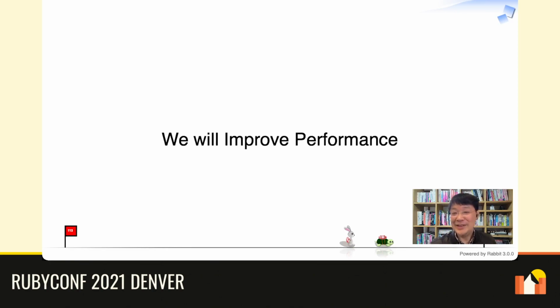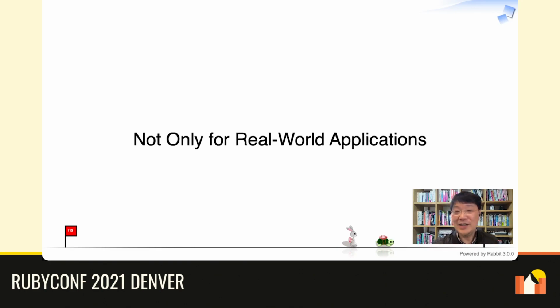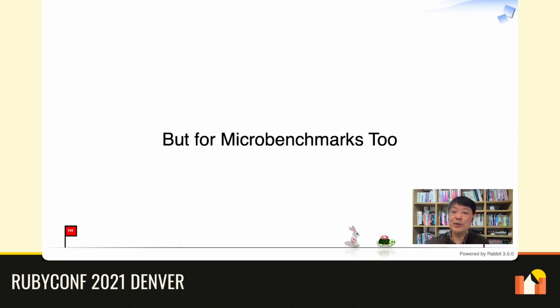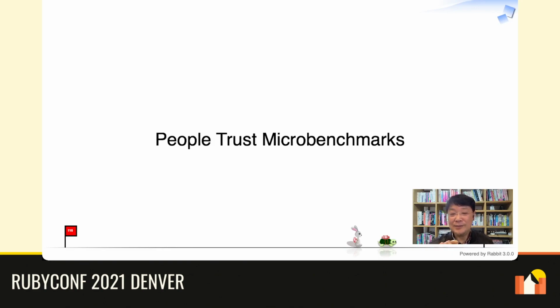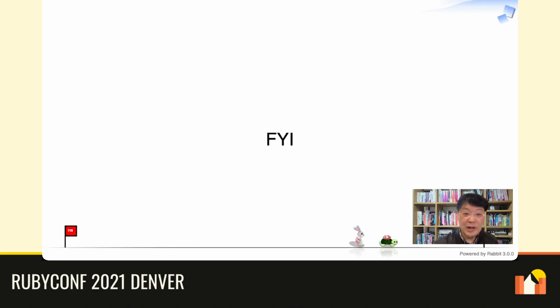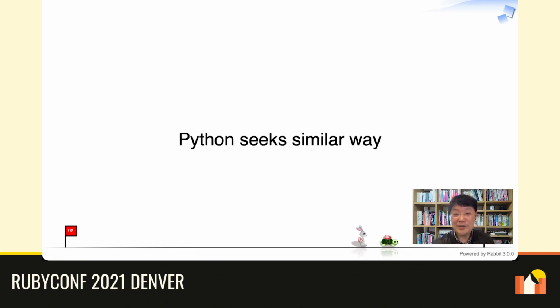Okay, we will improve performance. Not only for real world applications, that's important, but for micro benchmarks too. People trust benchmarks, unfortunately, so we will improve the performance on micro benchmarks. For your information, Python seeks a similar way.